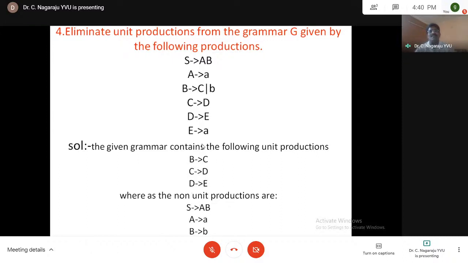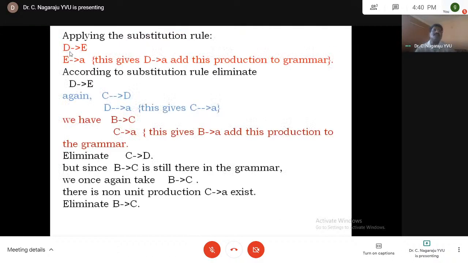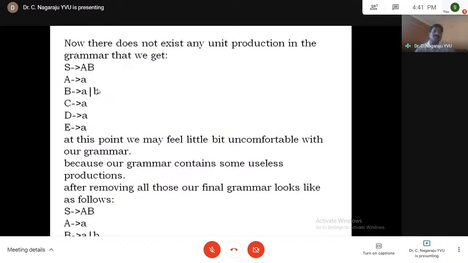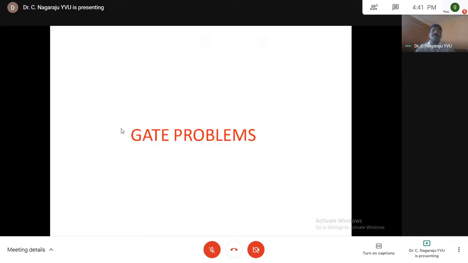But how do we eliminate them? For example, you see that D equal to E, and E is equal to A, so you can remove that. A is replaced, then D is equal to A. Again you can use C is equal to D, D is equal to A, and B is equal to C, C is equal to A. So according to this rule, after eliminating, we can get the productions like this: S is AB, A tends to A, B are this one.